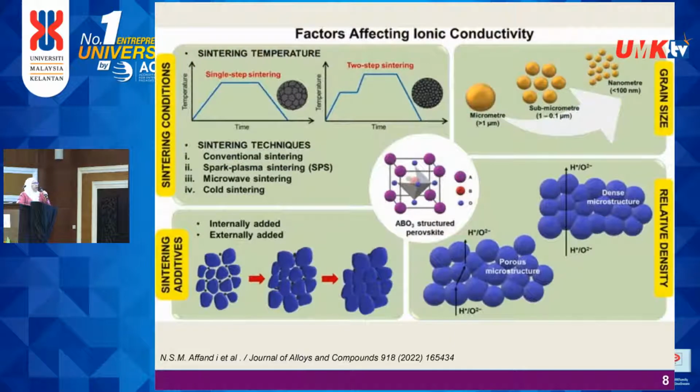This material is well known as a proton conductor at temperatures ranging from 400 to 700 degrees Celsius. There are a few factors affecting the ionic conductivity. We have to study the sintering technique in order to get a dense material. We also want to study what happens if we reduce the grain size from micron to submicron and down to nano size. We also research methods using sintering aids to get a denser material at a low sintering temperature.